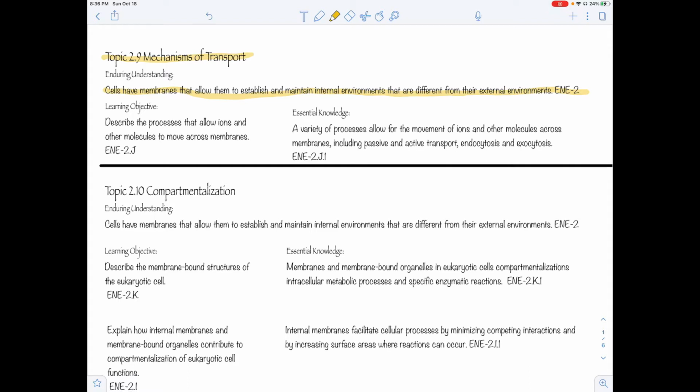So, you essentially need to know that we have a variety of processes that allow for the movement of ions and other molecules across membranes, which include passive and active transport, endocytosis, and exocytosis. So you can go back and revisit 2.6 and 2.7 to really look at the details on how we talked about passive transport, active transport, endocytosis, and exocytosis. So that's pretty much 2.9, just mechanisms of transport. So looking at passive and active transport, endocytosis, and exocytosis.